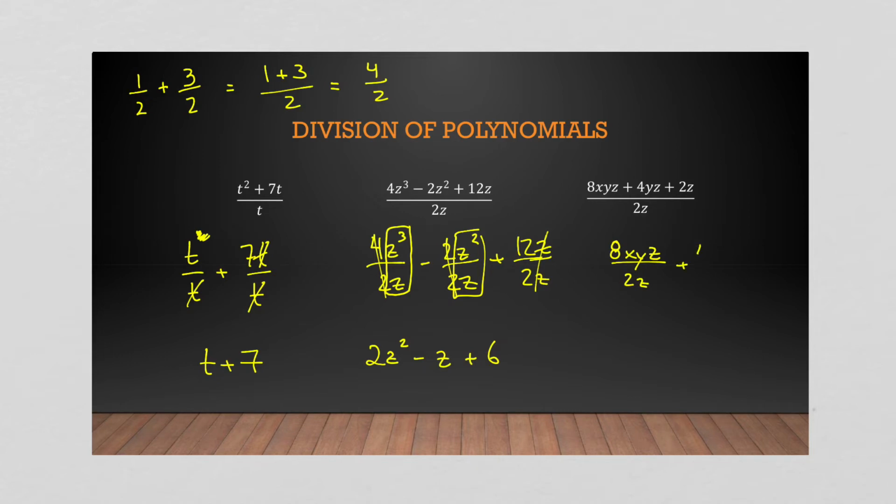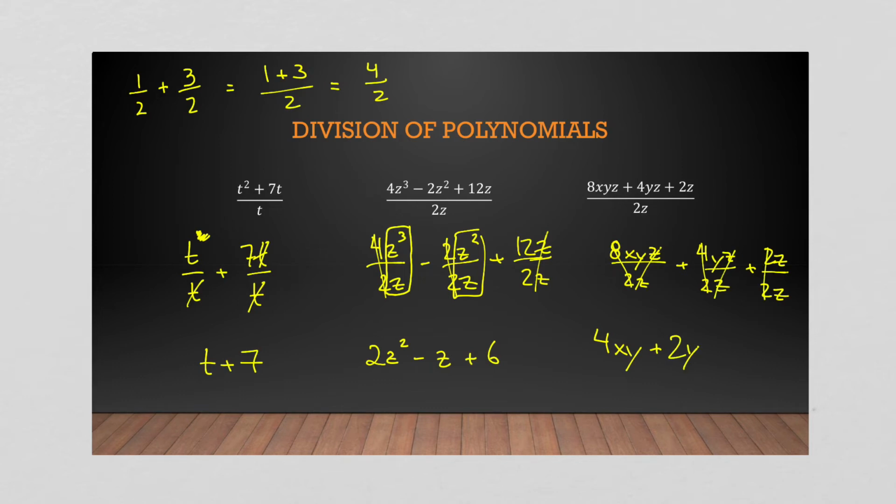So plus 4yz over 2z plus 2z over 2z. So now here 8 divided by 2 is 4. The z's cancel, so I'm just left with xy. 4 divided by 2 is 2. The z's cancel, I'm just left with y.